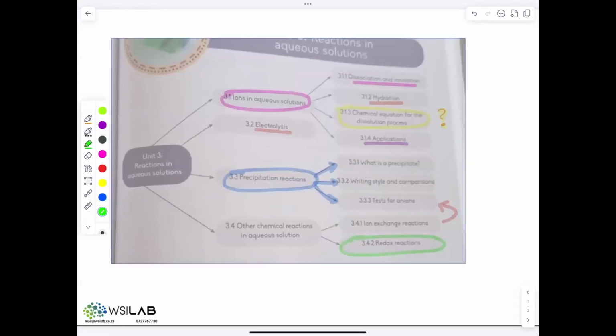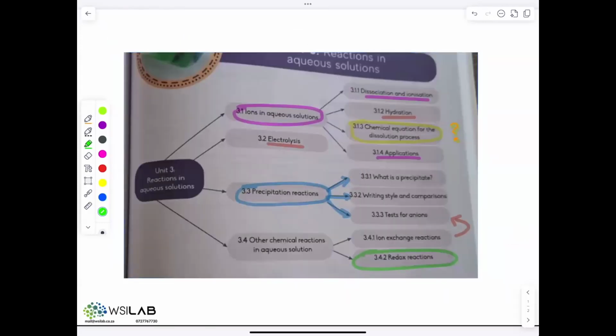Okay, so Loving, if you're listening, what we're going to do today, because we haven't done a lot of work, first thing we're going to look at is ions in aqueous solution by just doing dissociation and ionization reactions. This hydration here is just going to be theory. Gabby is going to send me a photo of this 3.1.3 because I'm not 100% sure what that is, and then the applications here is just going to be theory. So we're going to be looking at dissociation and ionization today.